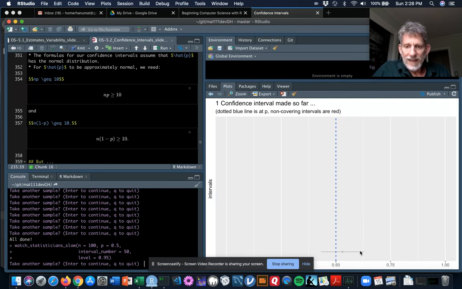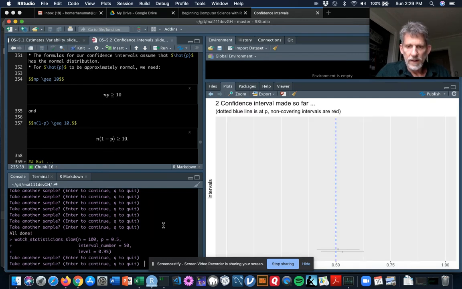The interval contains 0.5 in it. So the statistician will never know this, but they got a quote-unquote good interval. It contained the real p. Okay, let's go back to the console and let's indeed take another sample. So here comes another statistician, ready, set, go. That second statistician got a sample proportion a little over 50%, and her interval also contained p.